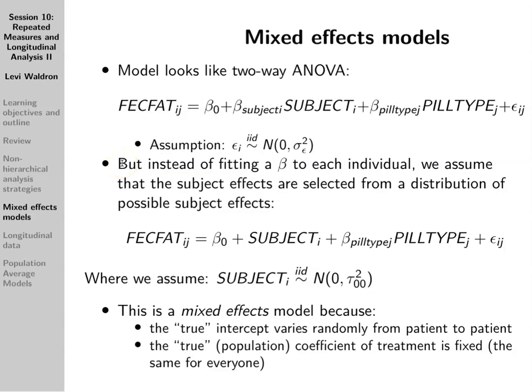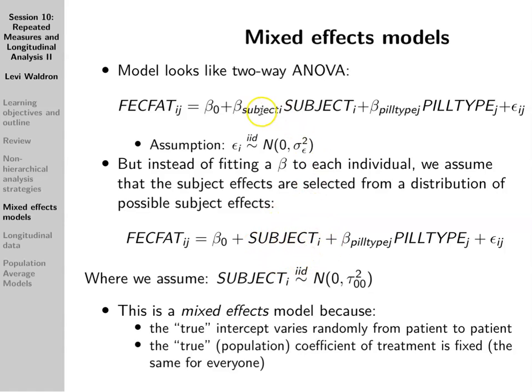So now with the mixed effects model, instead of fitting a coefficient beta to each individual, we'll assume that those subject effects, that is the difference in the mean measurement for each subject from the overall mean or the overall intercept, are selected from a distribution.